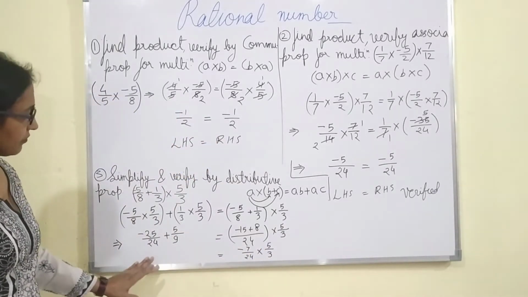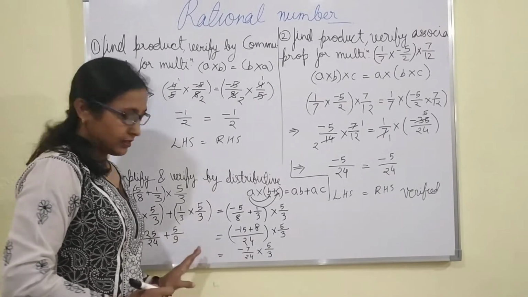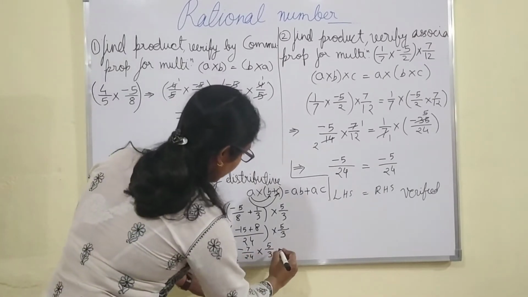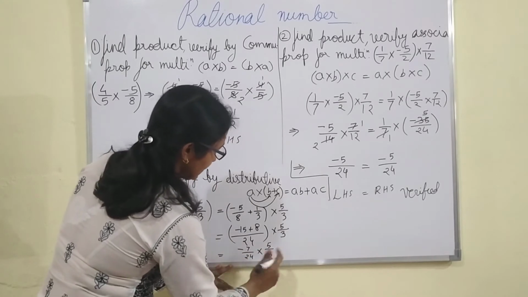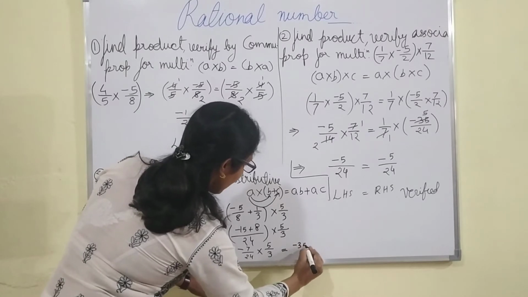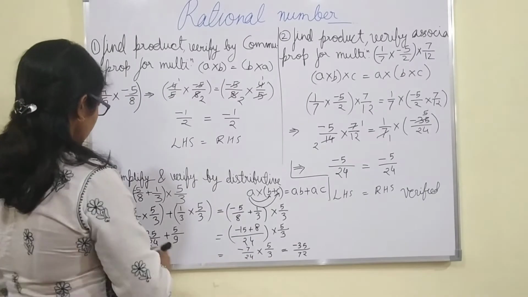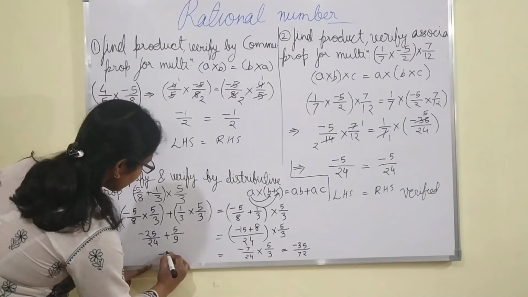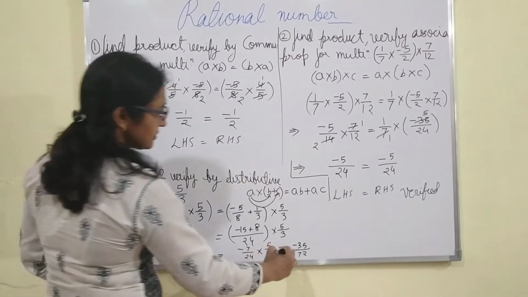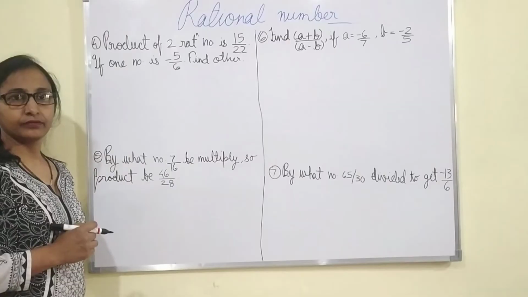So if we solve this, LHS will become equal to RHS. So here after solving RHS, the answer will be minus 35 upon 72. Okay. So here also minus 35 upon 72 will come. Hence LHS equals RHS. Hence it is verified.